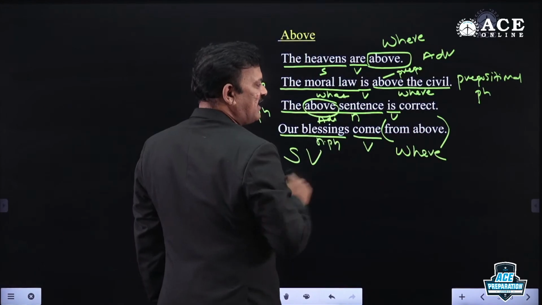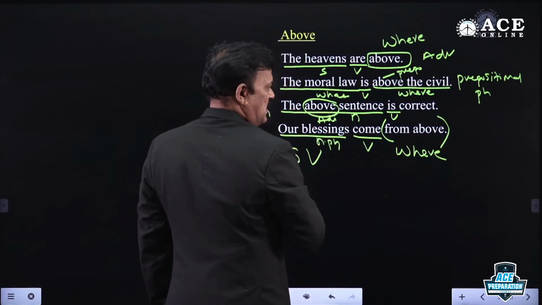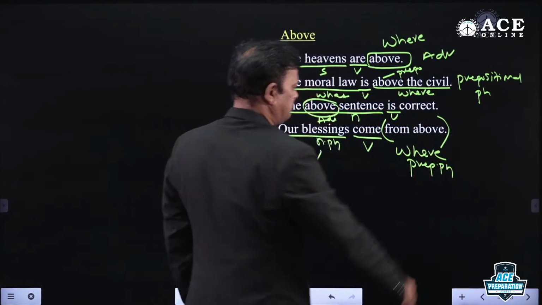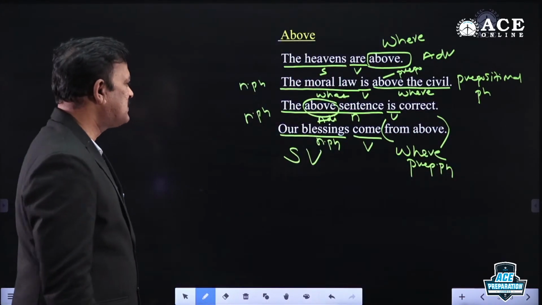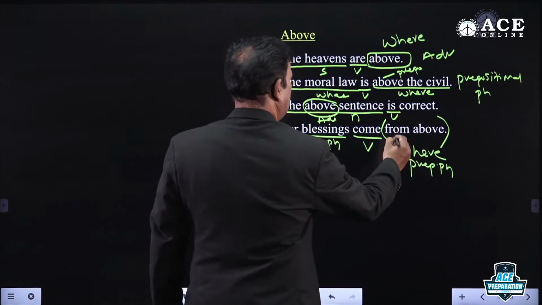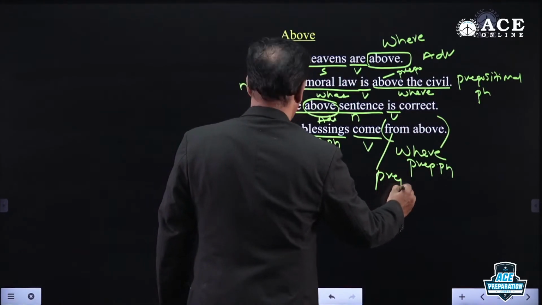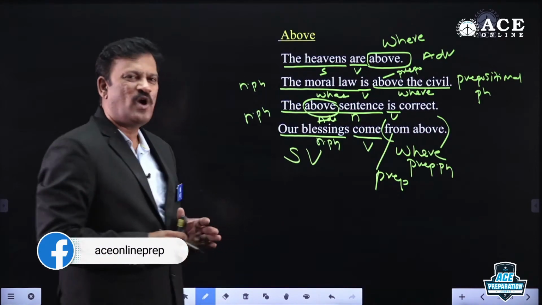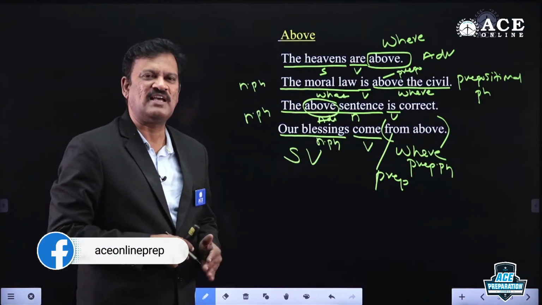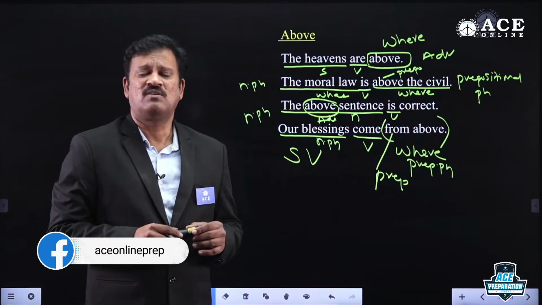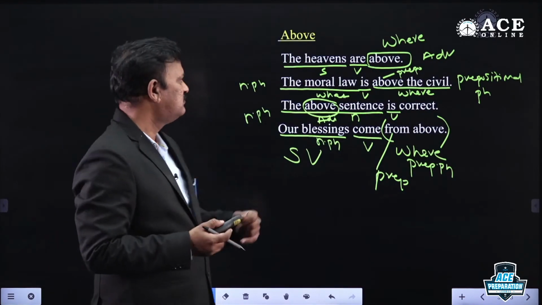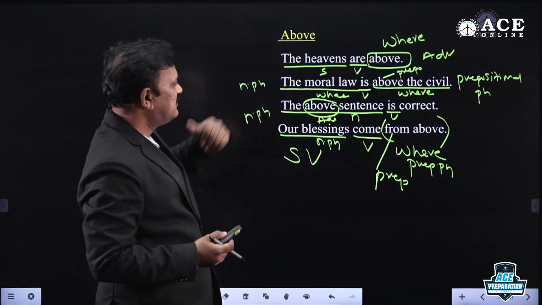So the answer for where, I have two words. So obviously this has to be a prepositional phrase. Our blessings come where? This is a preposition. Okay. Now, what part of speech is above? Suppose somebody asks you, what part of speech is above? Then you can say, give me the sentence, I will tell you.